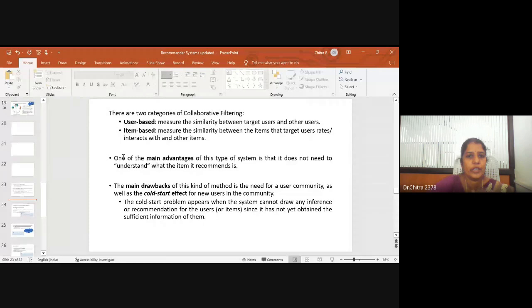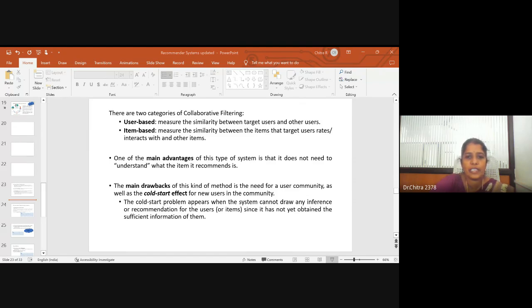In collaborative, there are 2 types: user-based recommendation and item-based recommendation. One of the main advantages of this collaborative-based system is that it does not need to understand what the item is, or what item we should recommend to the user. No need to understand that. Instead, if A is liking this one, then automatically B will also like this one. That's the concept of the collaborative filtering recommendation system.